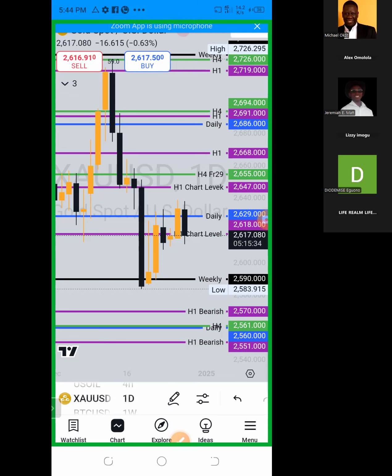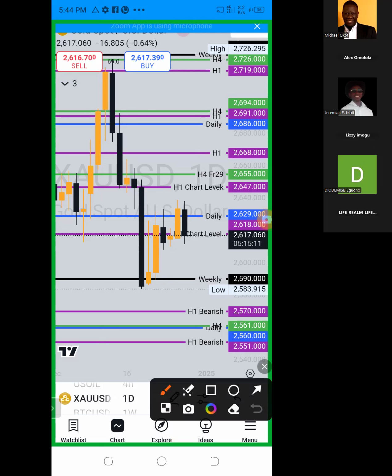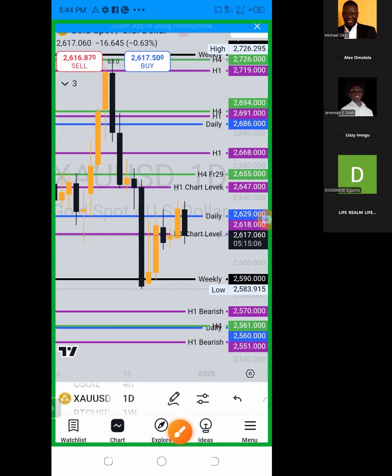So what we are doing is analysis. And don't forget, analysis is not only technical. We have technical analysis, we have sentimental analysis, and we have fundamental analysis. But we are dealing with technical right now. So this is the chart of gold. I'm changing my time frame from here. It's on daily, but I'm changing it to 1 hour now.